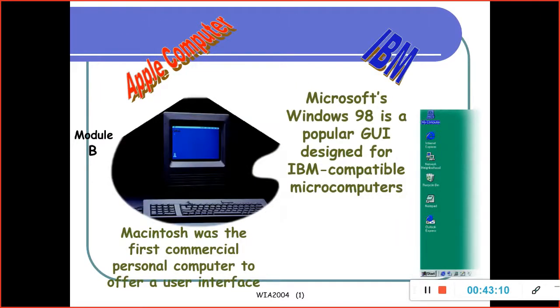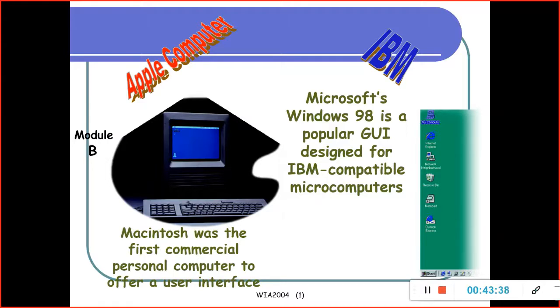So the Apple Macintosh was the first commercial personal computer to offer a user interface. Before this, IBM computers used a command line. With a command line interface, they didn't have a mouse or whatsoever. So the Macintosh was the first commercial personal computer to offer a user interface, a nice one.